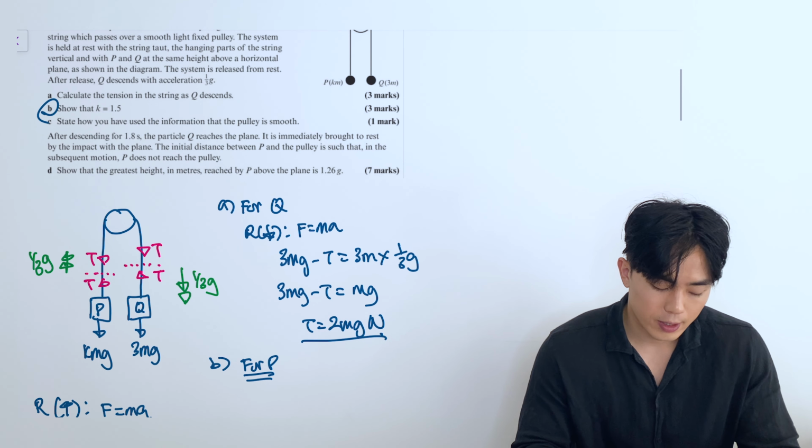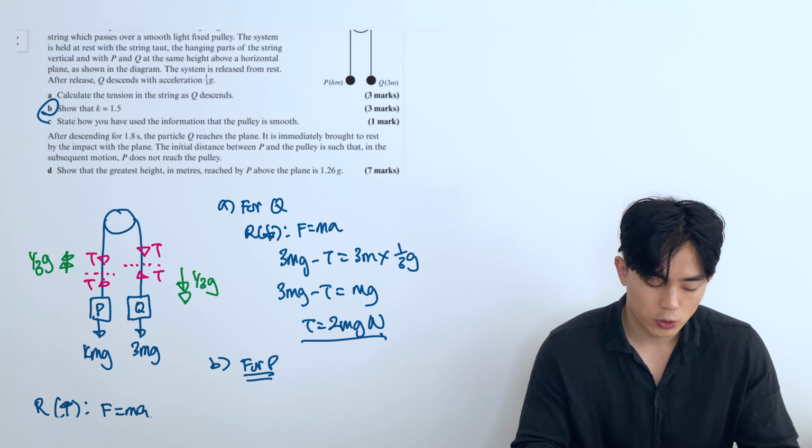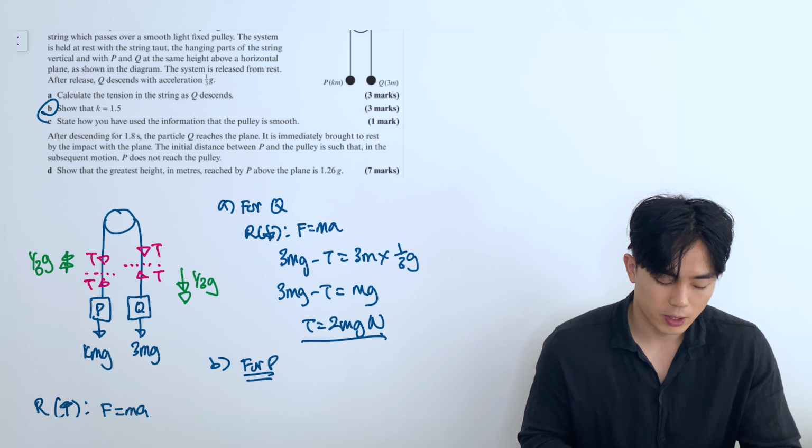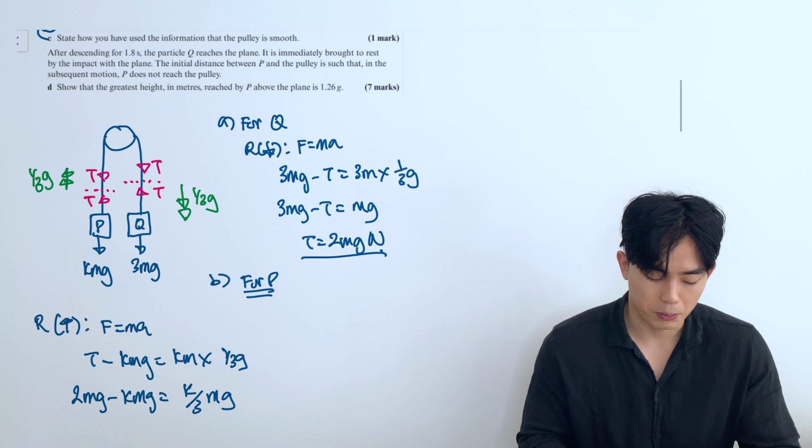After descending for 1.8 seconds, the particle Q reaches the plane. It is immediately brought to rest by the impact with the plane. The initial distance between P and the pulley is such that in the subsequent motion, P does not reach the pulley. Show the greatest height in meters reached by P above the plane is 1.26 g.